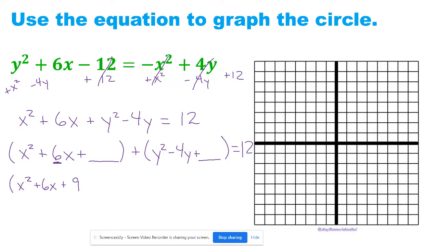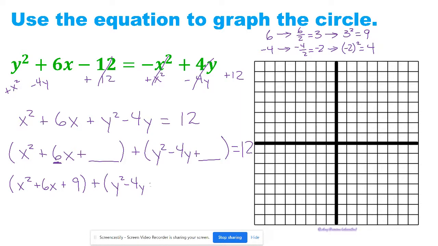So I'll write this off to the side. I took 6, chopped it in half, and then squared it. And that's how I got 9. So that's what I did right there. I'm going to do the same thing to my y. I got y squared minus 4y. So I take my negative 4, I chop it in half, divided by 2. Negative 4 divided by 2 is negative 2. And then I'm going to square that. And if I square a negative 2, I get a positive 4. So I'm going to add a 4 there.